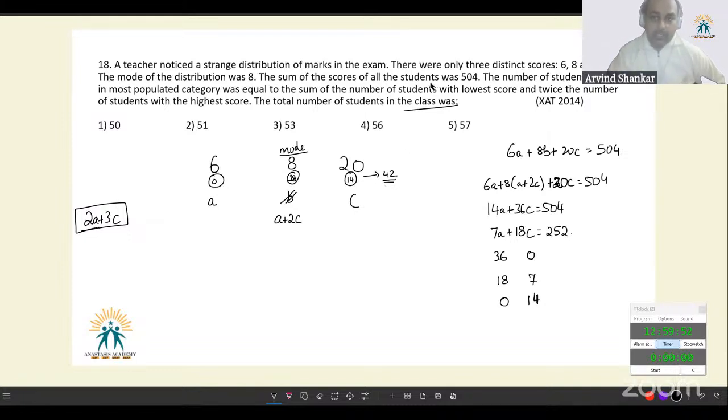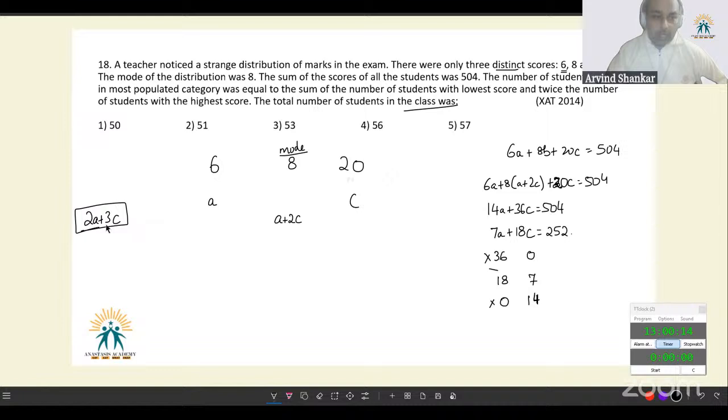And the bigger challenge here is we were told there were only 3 distinct scores. If there were 3 distinct scores, you cannot have a group be unpopulated. One member of the group at least is needed. So if at least one member of the group has to be present, then this is unacceptable. This is the only acceptable case.